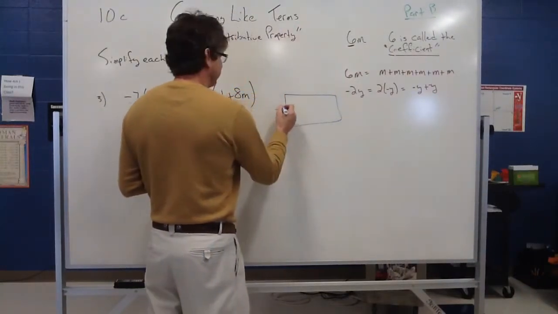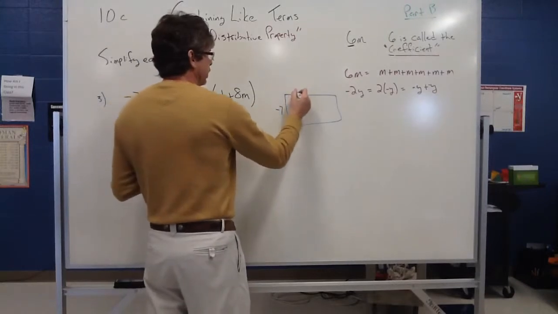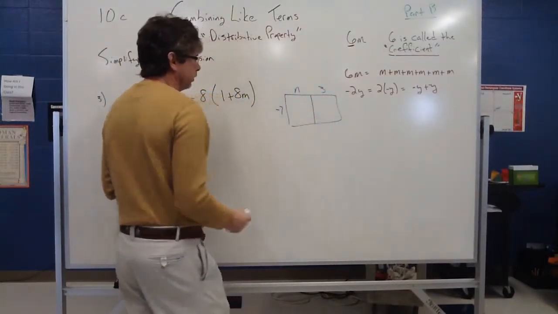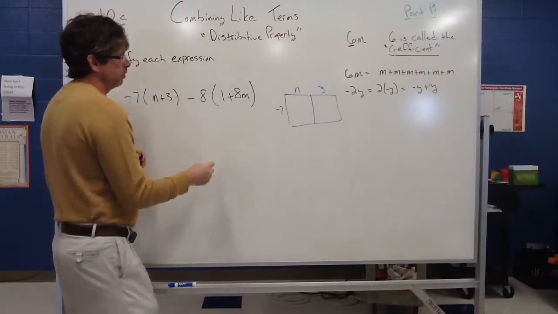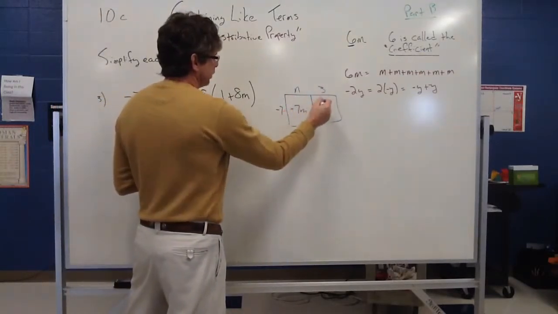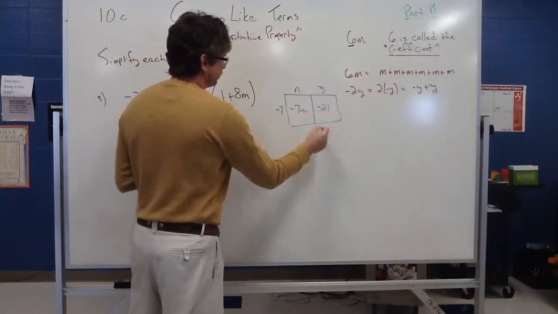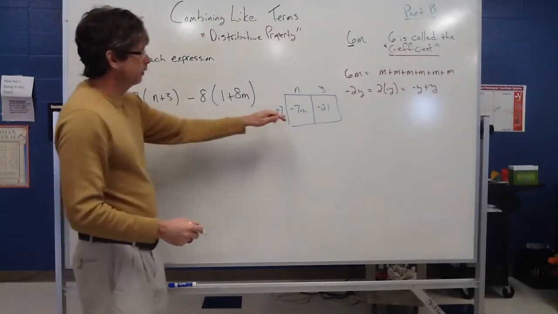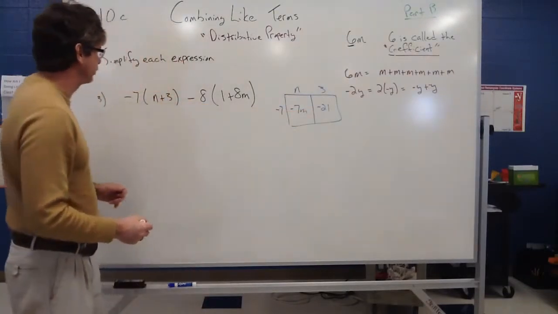I have a -7 on one edge, and the n and the 3 are the other edge of the rectangle. And I can partition that off into two smaller rectangles. And I can let this do the math for me. -7 times n is -7n. And -7 times 3 is a -21. So I can replace this with -7n minus 21.